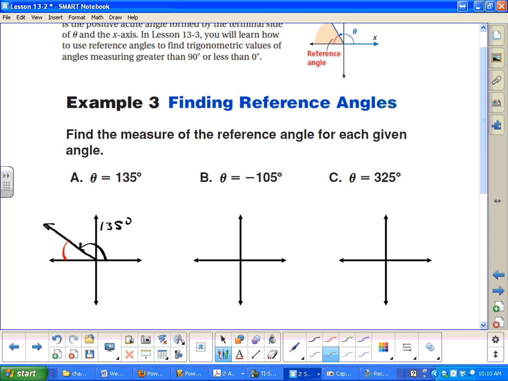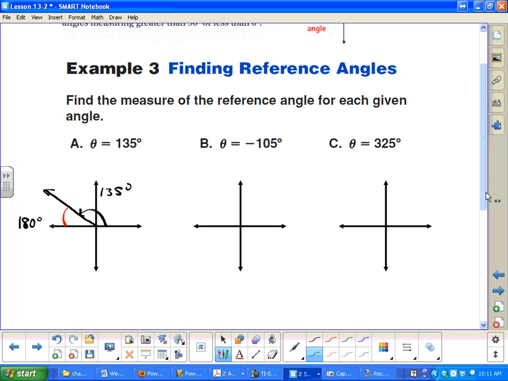Well, the horizontal axis in this case, the x-axis, is at 180 degrees. So my question is, how far is 135 from 180? And I can subtract. So if I do 180 minus 135, we get 45 degrees. So the reference angle for a 135 degree angle is 45 degrees.